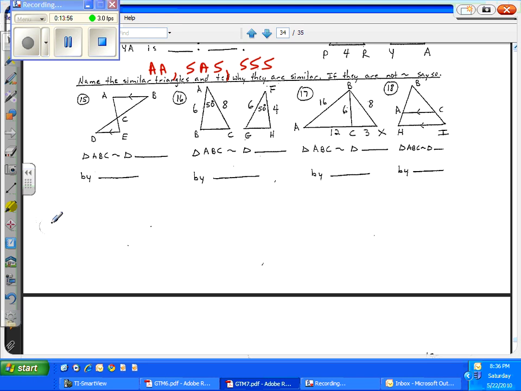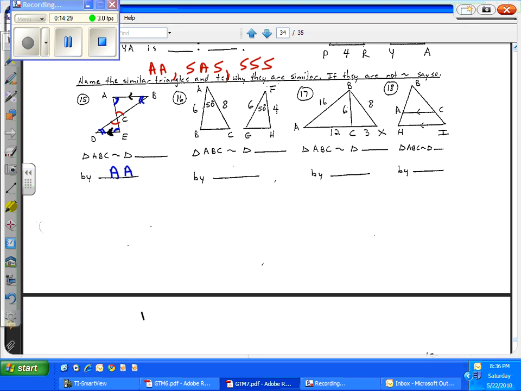So let's see what we've got. In the first triangle, we obviously see quickly that vertical angles are equal. We've got the arrow in the middle of both of those lines, which means those are parallel. If those are parallel, then alternate interior angles are equal. Angle A and angle E make a Z, so they're equal. Angle B and D would be equal because they're also alternate interior. All of the angles of one are equal to all of the angles of another, so they're similar by angle-angle similarity.